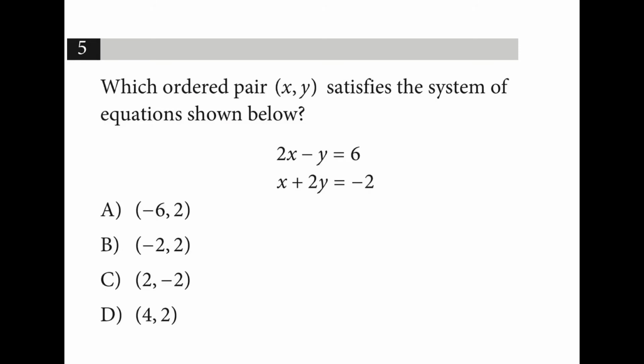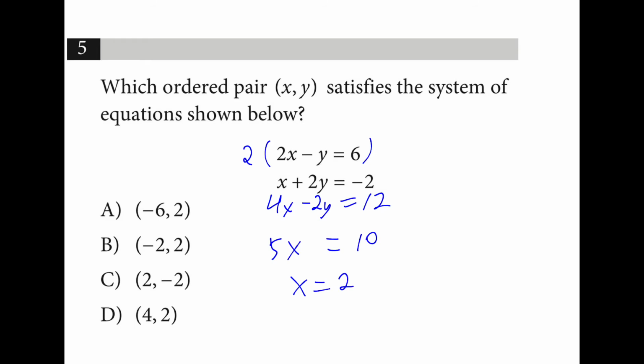Which ordered pair satisfies the system of equations shown below? If I double this entire top equation, I end up with 4x minus 2y is equal to 12. Now I can use elimination to add straight down. So I have 5x is equal to 10, or x is equal to 2.